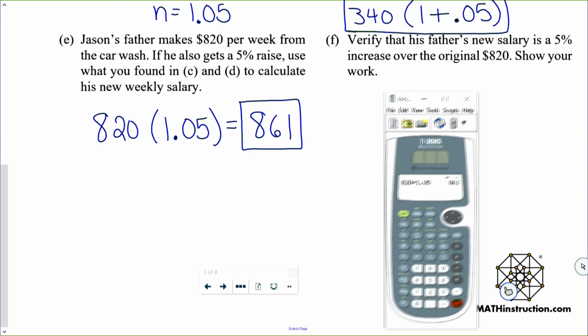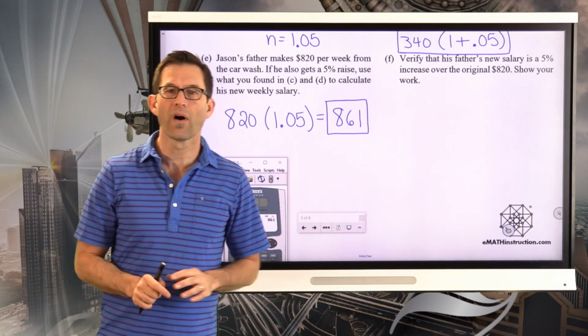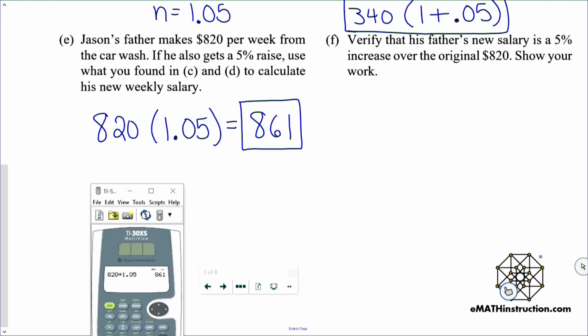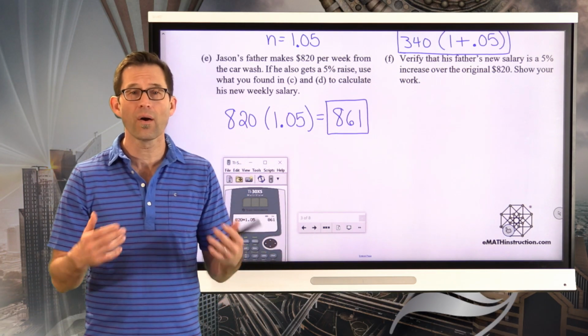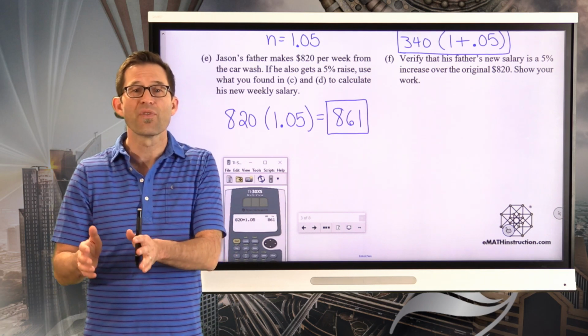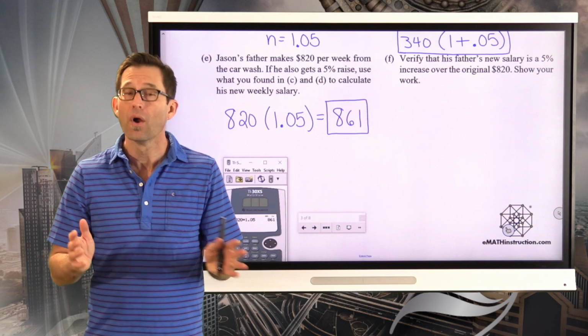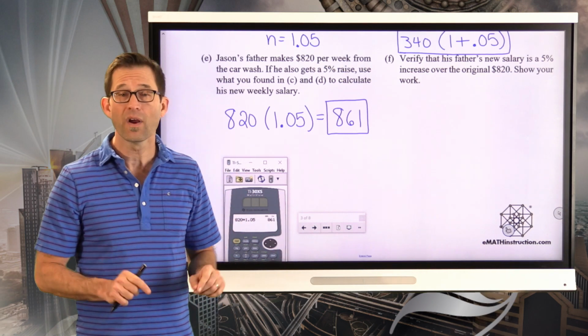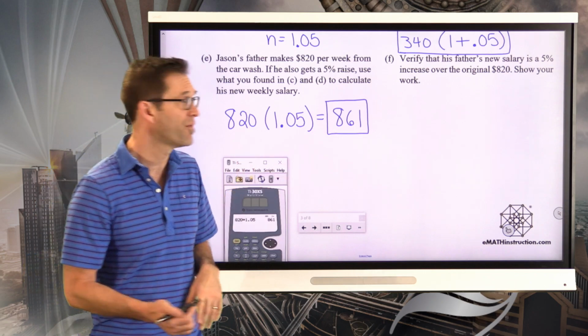861. Now, letter F says verify that his father's new salary is a 5% increase over the original $820. Show your work. Now, this goes back to actually how you calculate how much something has increased. You know, what percent has something gone up, right? So we can verify that, in fact, this is 5% more than this by doing the following.